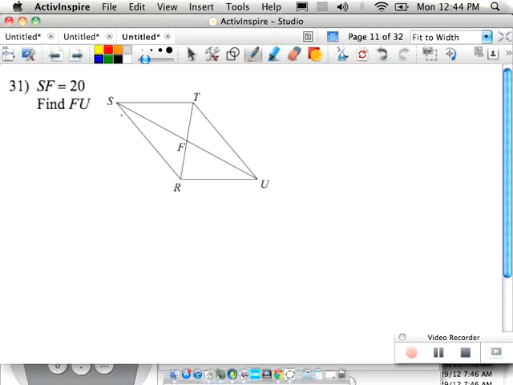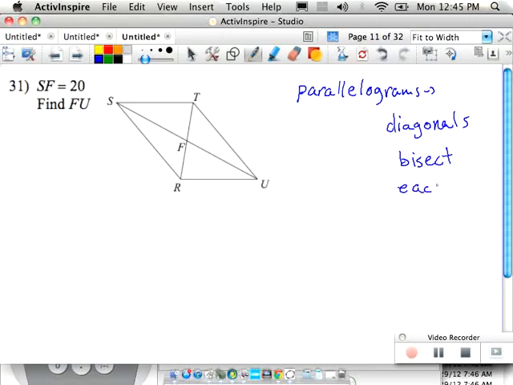All right, now we have parallelograms and we have some properties going on here with the diagonals. One thing to remember for all parallelograms, the diagonals bisect. And if they bisect each other, that means that each of the diagonals is going to be cut into 2 equal pieces. In other words, how can we mark that visually? That means that SF and FU are the same value. FR and FT are also the same value.